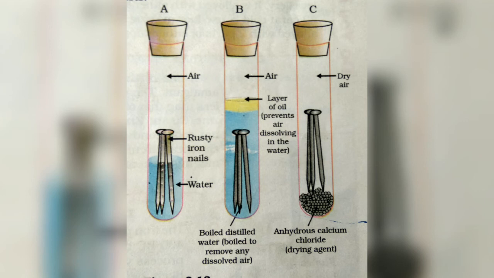Rusting is the example of corrosion. You cannot say that corrosion is the example of rusting. Why? Because corrosion is used for all the metals.